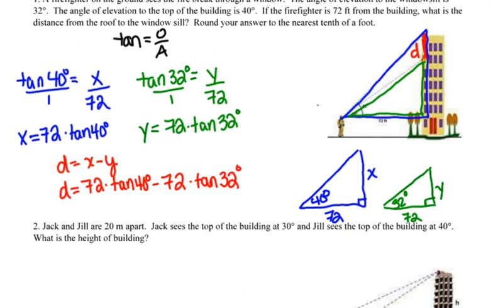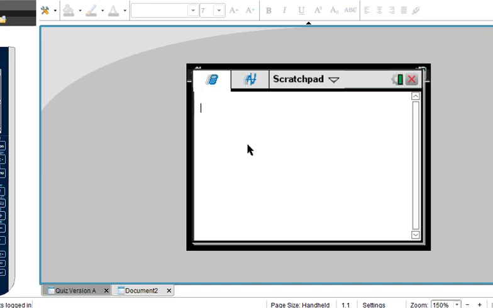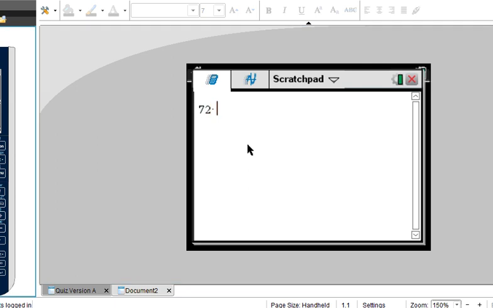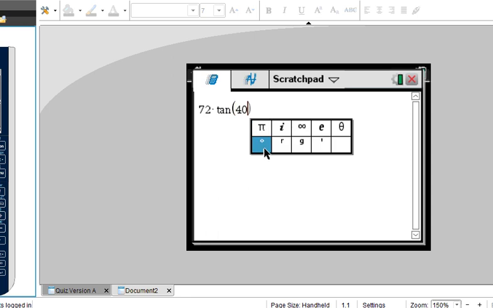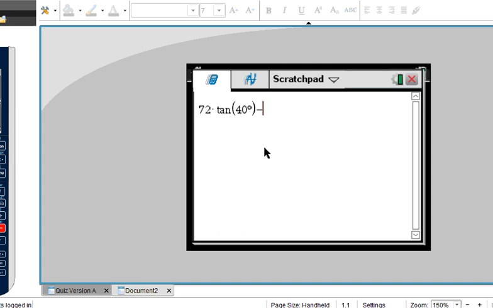And at this point, I'm getting ready to go ahead and substitute everything into the calculator. I'm going to pay attention to my digits. They want us to round our answer to the nearest tenth of a foot. So since this is a rounded answer, I'm going to use my squiggly equal sign to indicate is approximately. And this is where I'm going to go to my calculator. And I'm going to type in 72 times the tangent of 40 degrees. And from that, I want to subtract 72 times the tangent of 32 degrees.